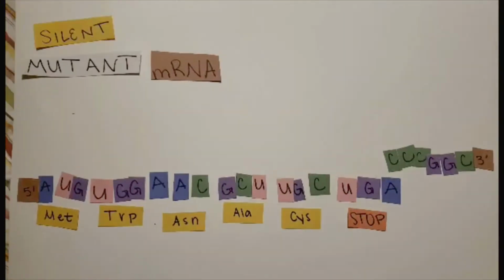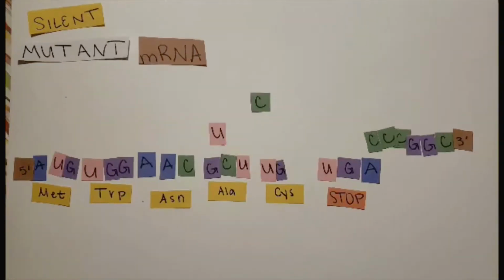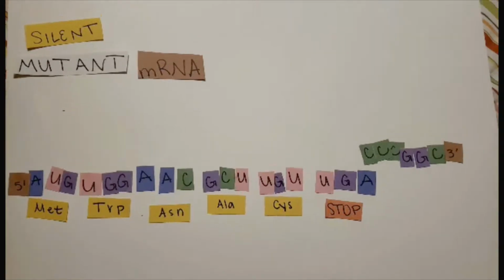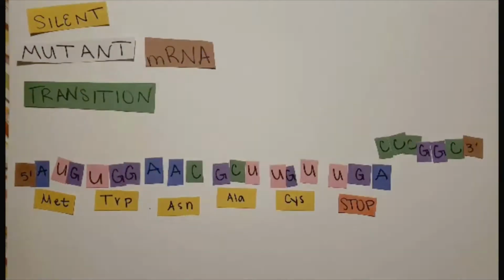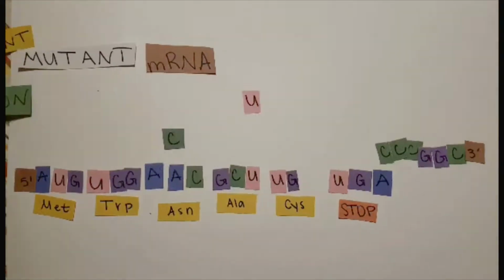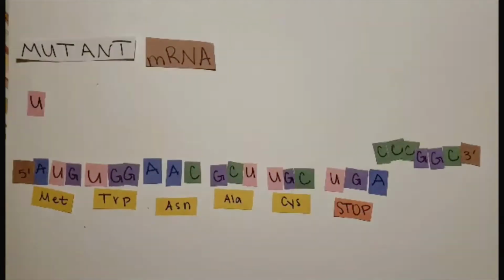Next, let's look at a silent mutation. In a silent mutation, while a nucleotide has been mutated, the codon will still code for the same amino acid. For example, if we change UGC to UGU, the codon would still code for cysteine, thus not changing the amino acid sequence. Since this mutation changed from a C to a U, a transition mutation occurred.